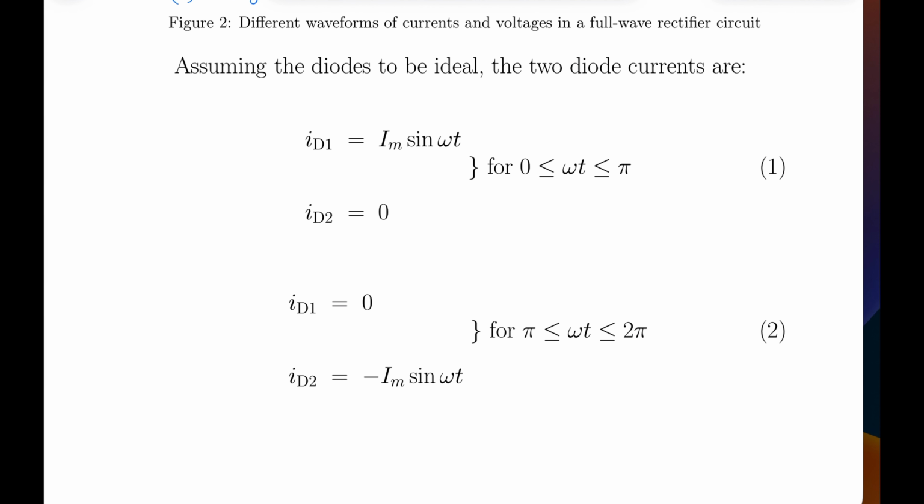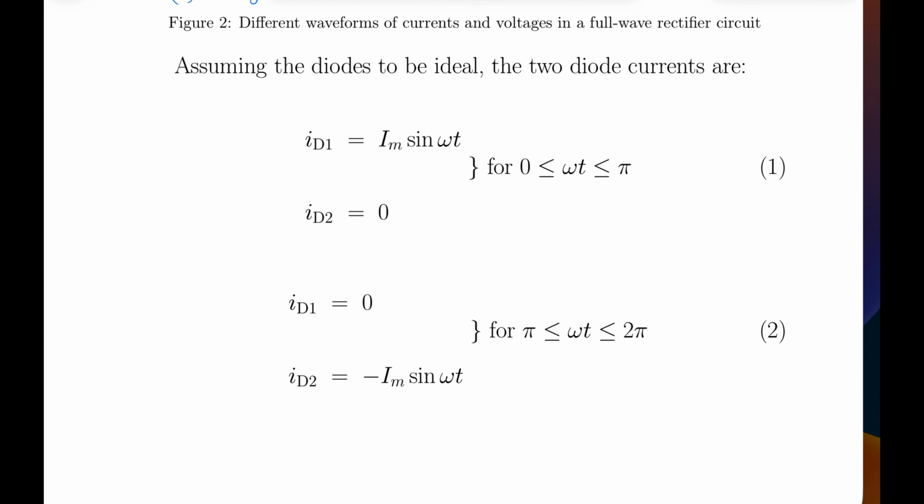We assume the two diodes to be ideal. What does this mean? It means that there is no voltage drop across the diode when the current flows through it. Okay? So there is no barrier potential either. You can also say there is no barrier potential across it, right? So that when a current flows through it, there is no potential drop across the diode itself.